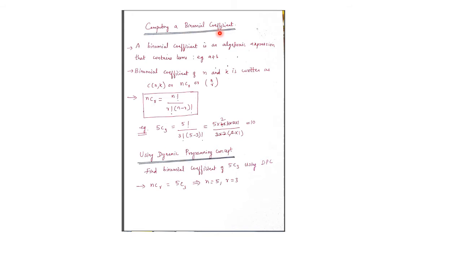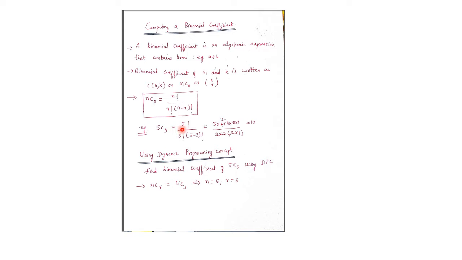In this video, we are going to see about computing a binomial coefficient. So first we can see what is a binomial coefficient. A binomial coefficient is an algebraic expression that contains the terms a plus b. The binomial coefficient of n and k is written as C of n comma k or nCr. The general formula for the binomial coefficient is nCr equal to n factorial divided by r factorial into n minus r factorial.